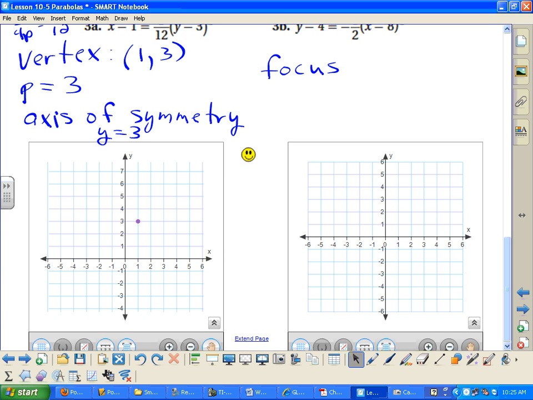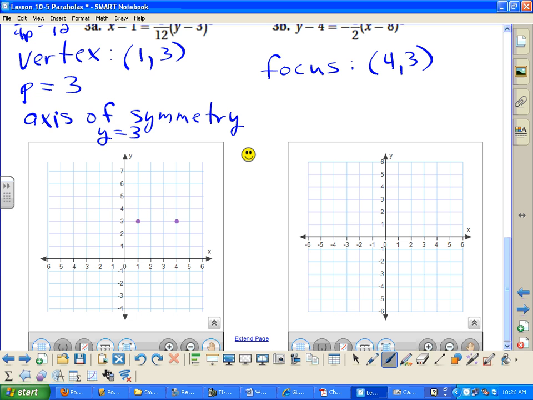So I have to take the value of X and add 3 to it because the value of P is 3. So the focus is going to be at the point (4, 3). All right, because since it opens to the right, the focus has got to be inside the graph.